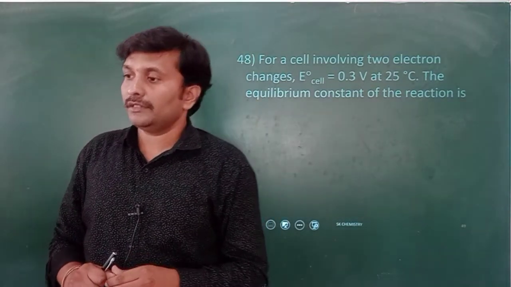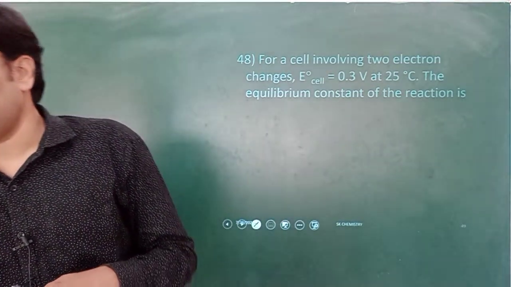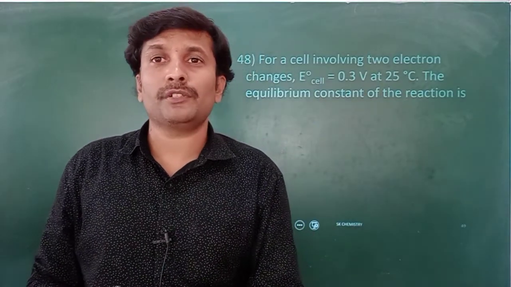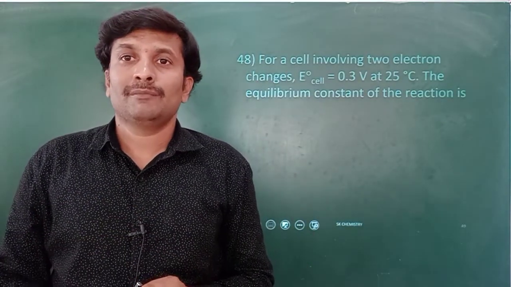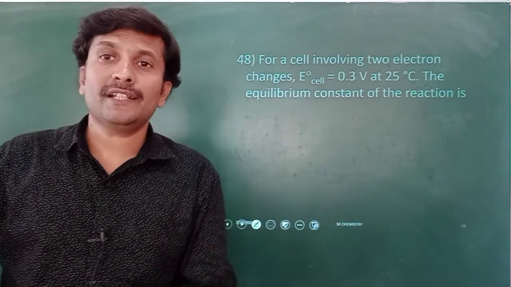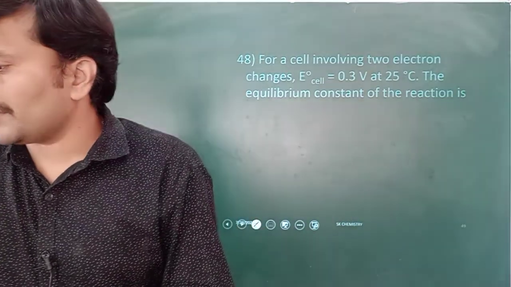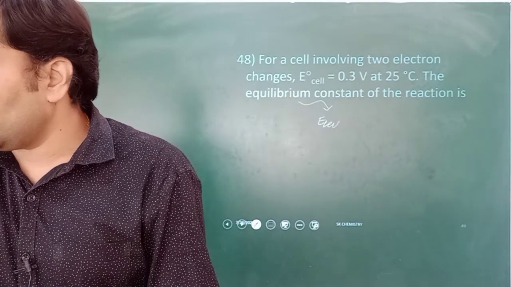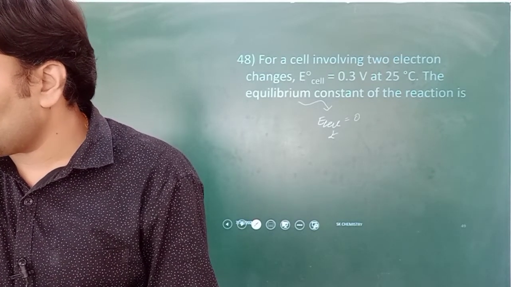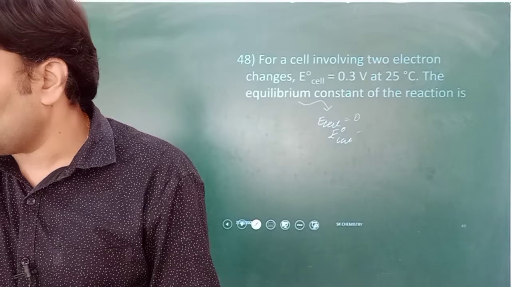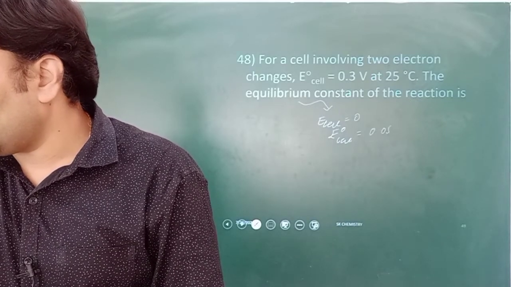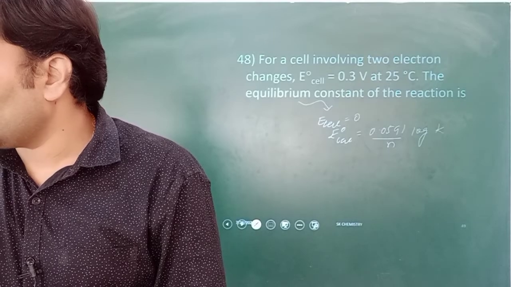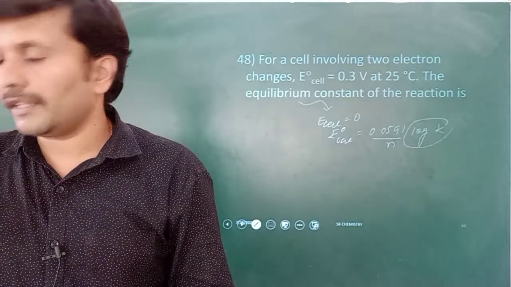Next. For a cell with 2 electron change, E naught of cell is 0.3 volts at 25 degrees Celsius, the equilibrium constant of the reaction. By reading the other 4 options, you are wasting time, because the moment it is equilibrium constant, it is the Nernst equation. E cell is equal to 0. E naught of cell is equal to how much? 0.0591 divided by n into log K. I am asking log K.